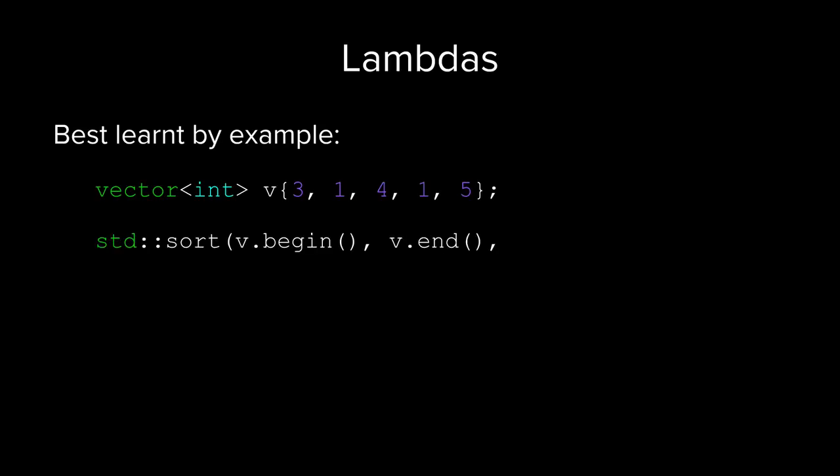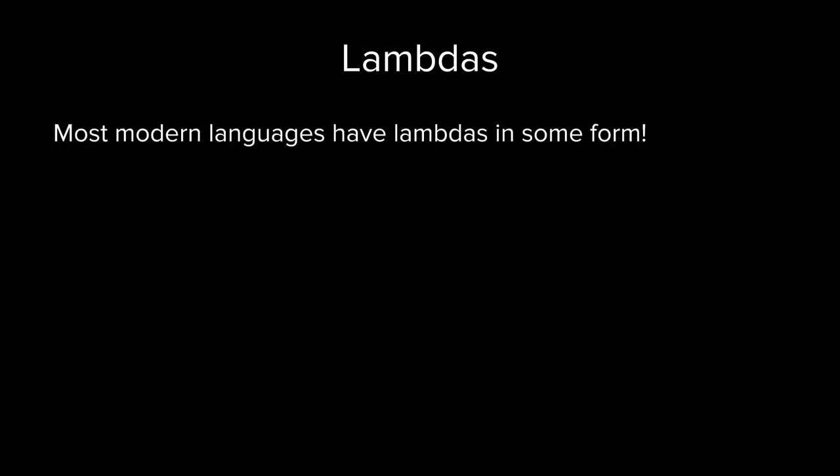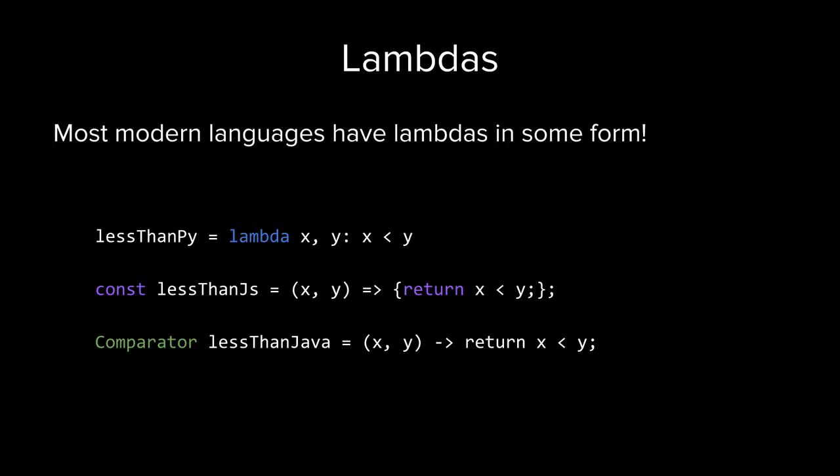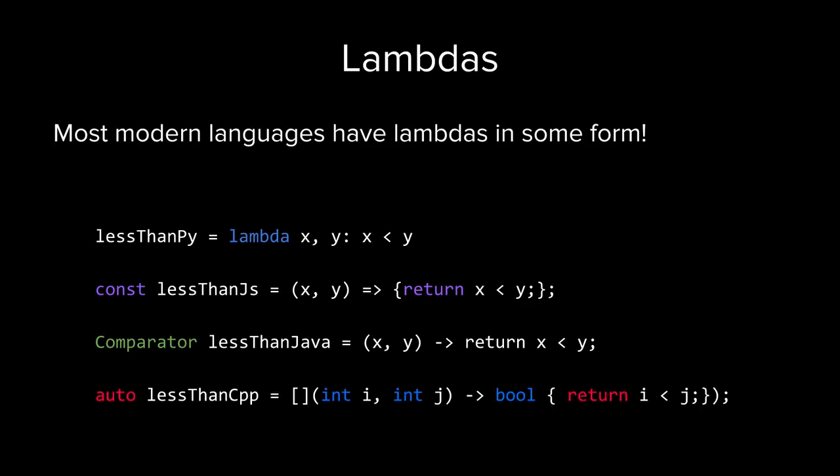Another example is if you want to use the sort algorithm. So the standard sort algorithm takes an iterator range. So you're saying sort the range v.begin to v.end, and then use this comparison function. You can pass it a comparison function that given two ints says to sort them based on whether i is greater than j. The first one is sort them in reverse order, basically. Okay, so these actually exist in almost every modern language. They exist in Python, definitely, JavaScript, Java even, God forbid, and then C++. So really cool advanced C++ topic.